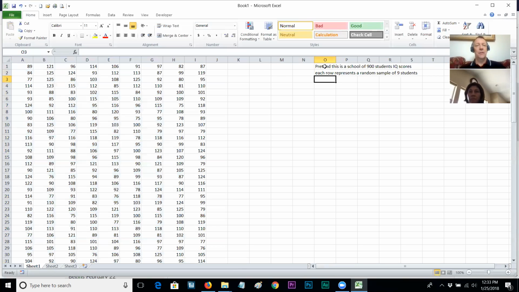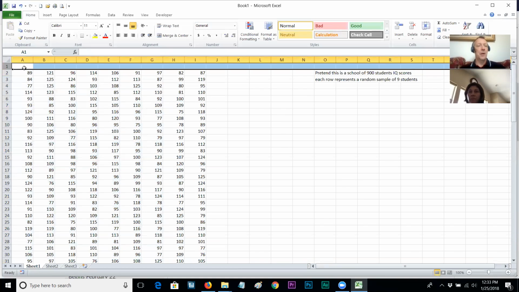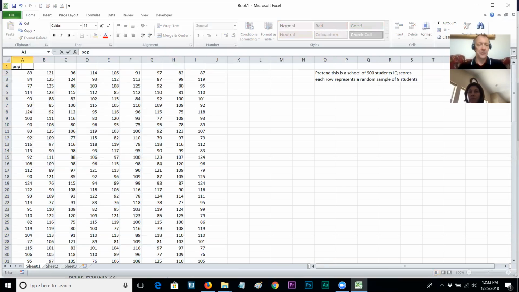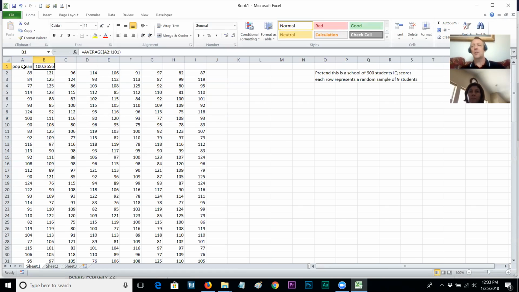So I'm going to insert a row here. We could figure out what the population mean was. In order to do that, I would simply find the mean of all 900 students. I'm hoping when I do this mean that it's going to be close to 100, and we're going to see what happens. 100.356, that worked out pretty well.